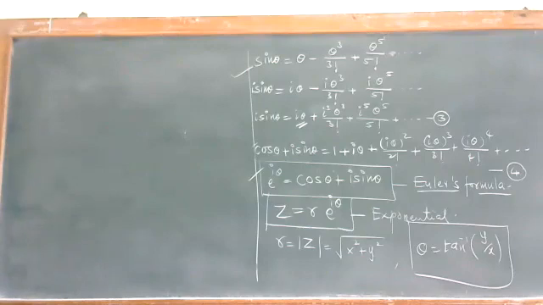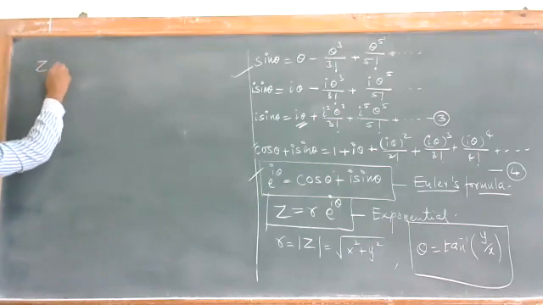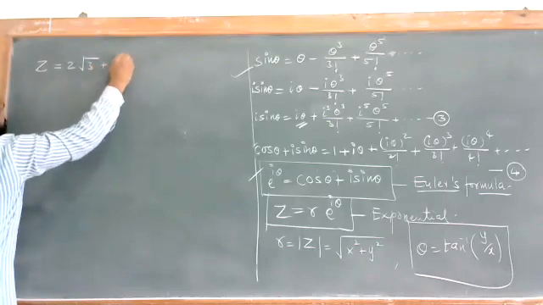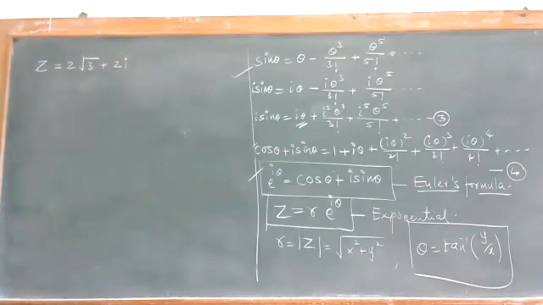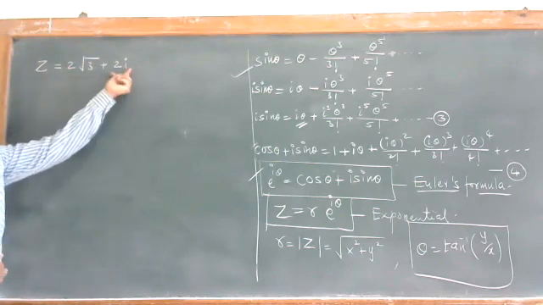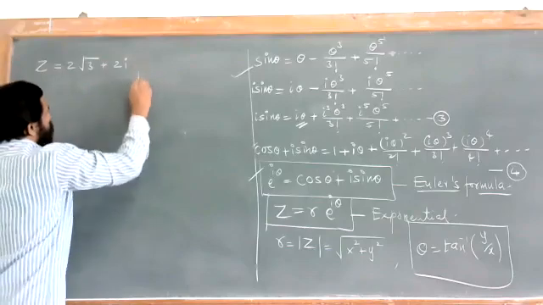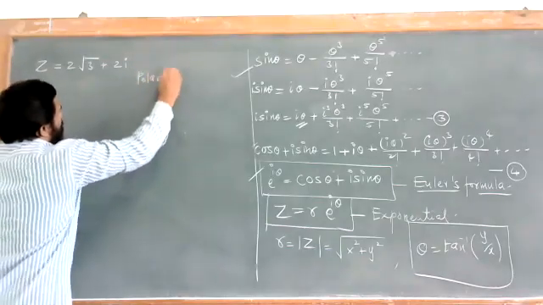The problem that we have solved is like this. The conditions are z is equal to 2 root 3 plus 2i. So what is the real part, what is the imaginary part? 2 root 3 is the real part, twice i is the imaginary part. Now we have to transform this into polar and exponential form.